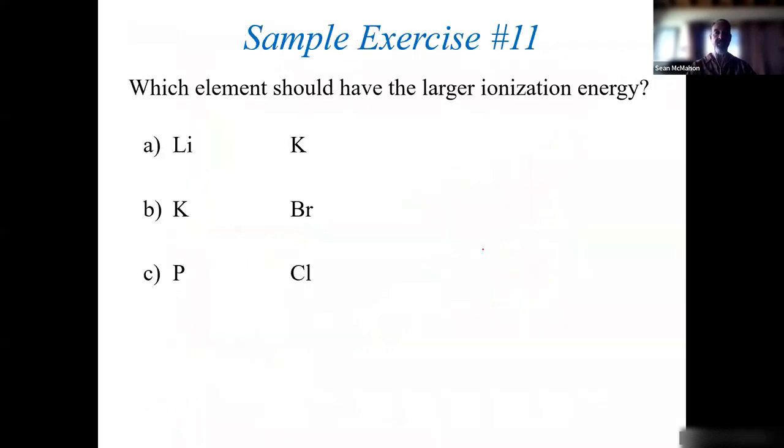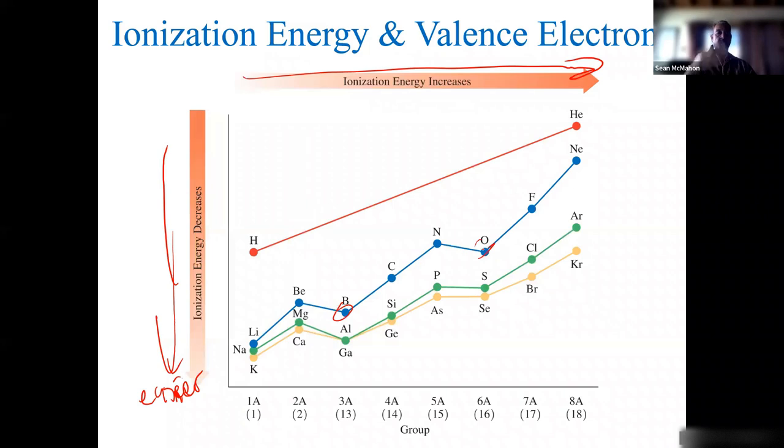But for the focus, I want to think, well, why, as I go down, is it easier to remove electrons? Well, remember, if I go down, there are more and more shells. The outer shell is further from the nucleus. It's easier to remove, so the ionization energy decreases.